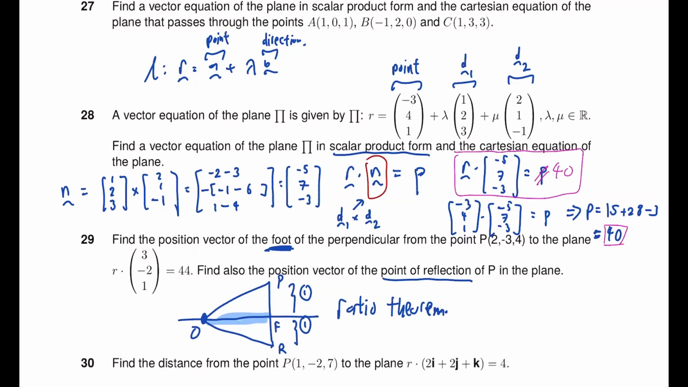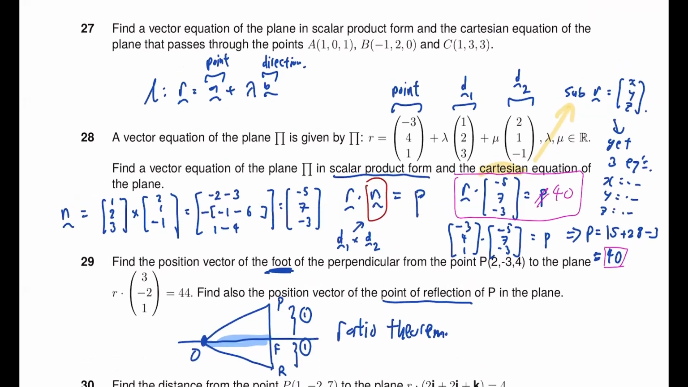How to find the Cartesian equation? Sub in the x, y, z. Yes. Okay, this one I leave it to you. Sub r with x, y, z. Okay, then you get your three equations: x equals something, y equals something, z equals something. Can? Okay. That is question 28. Let's move on. Question 27.